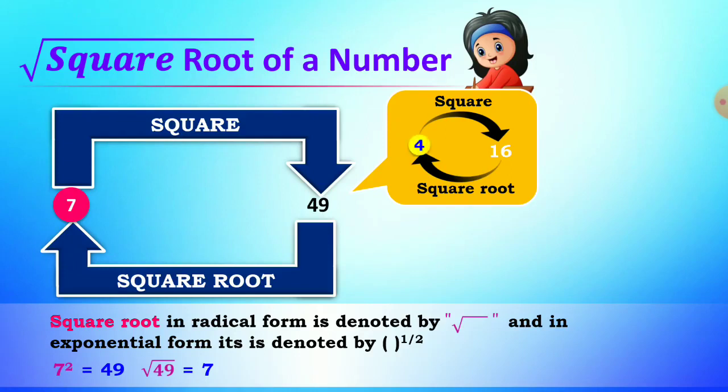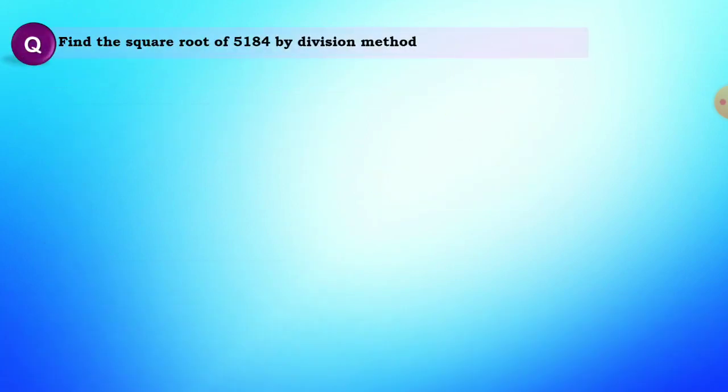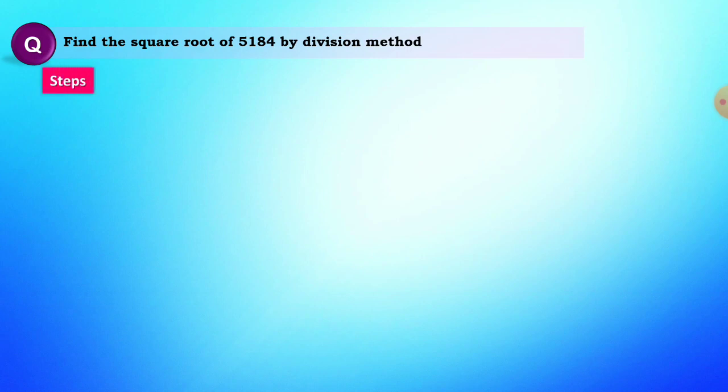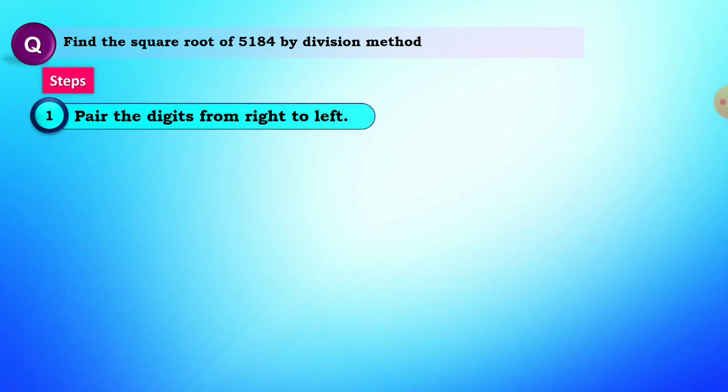It is 4. Now let's understand, students, how to find the square root of 5184 by the division method, and we'll learn this by the following steps. Here, students, I'm giving you the following steps to find the square root by division method. The first step says you have to pair the digits from right to left. Suppose the number we have taken is 5184. I want to pair this, so I have to pair from right to left. So 84 would be the first pair, and then 51 will pair.